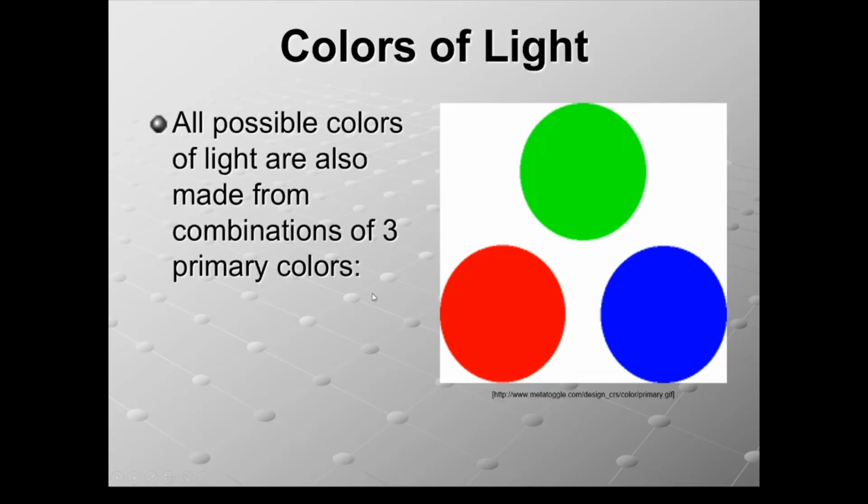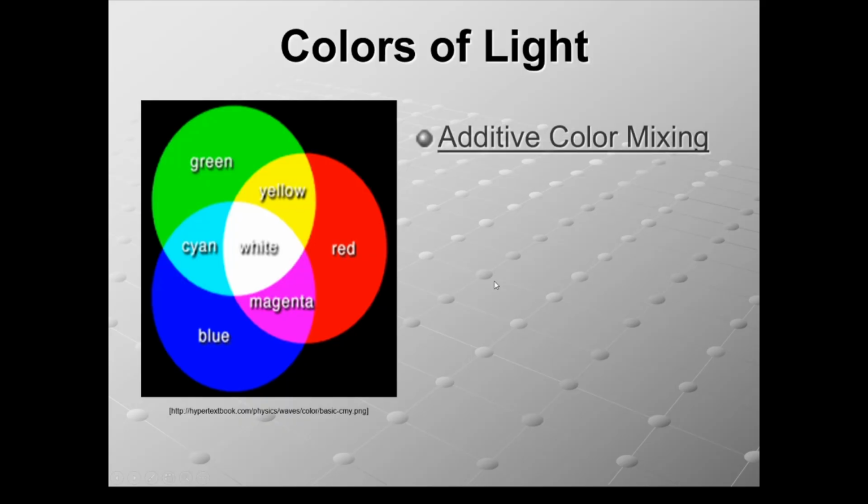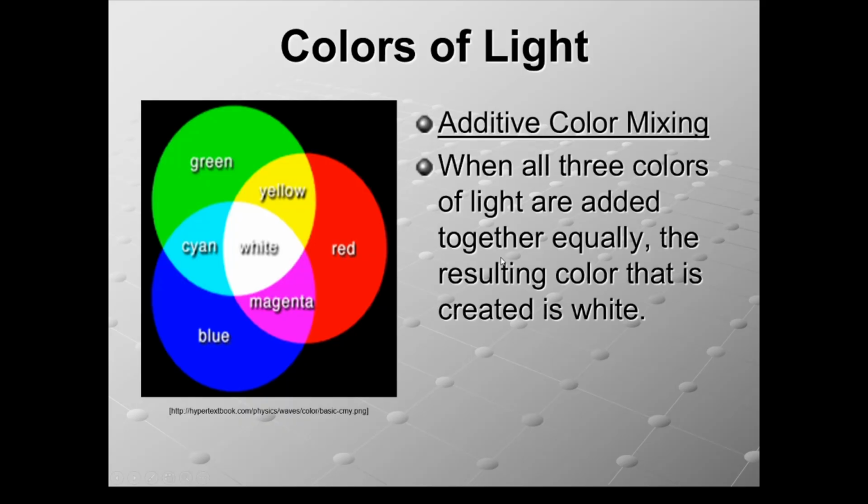All possible colors of light are also made up of the combination of these 3 colors: green, blue, and red. I've already mentioned this before, and this is additive color mixing. Additive color mixing is when all 3 colors of light are added together. So if we add red and green, we get yellow. Red and blue gives us magenta, and blue and green gives us cyan. And if we mix all of them together, we get a white light.